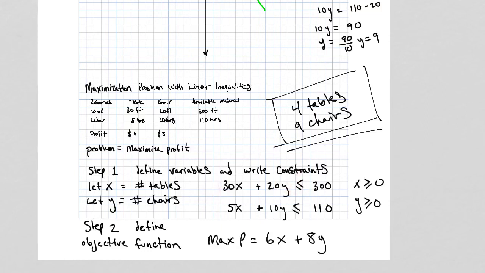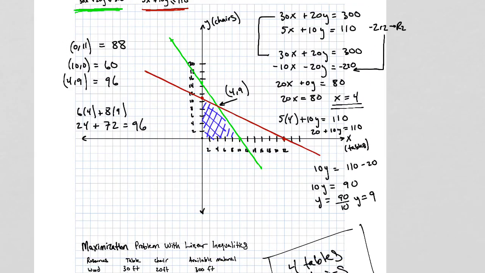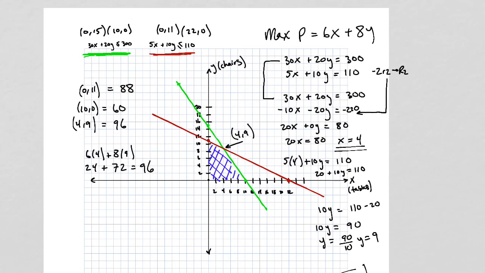Our constraints, the reason they're inequalities is because that's the available material. We only have 300 feet of wood in the shop. We can't create any more than those 300 feet. And we only have 110 hours of labor. That's why we have these constraints. And that's the whole reason why we only shade in one area of this graph: because of these inequality restraints. The inequalities mean you have to graph one side of it.